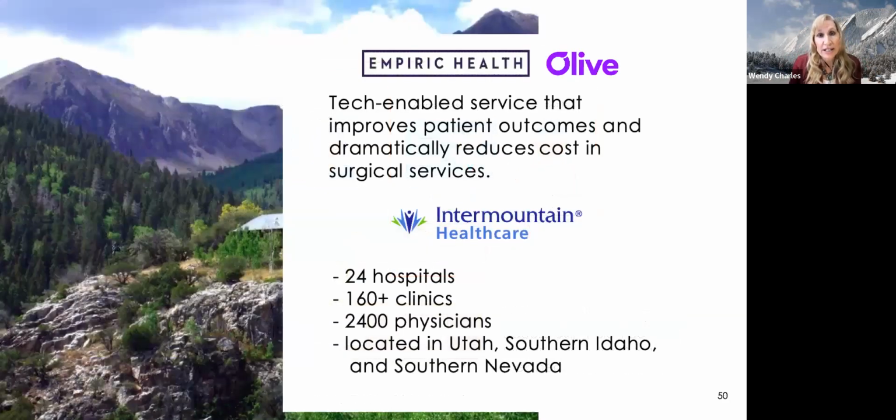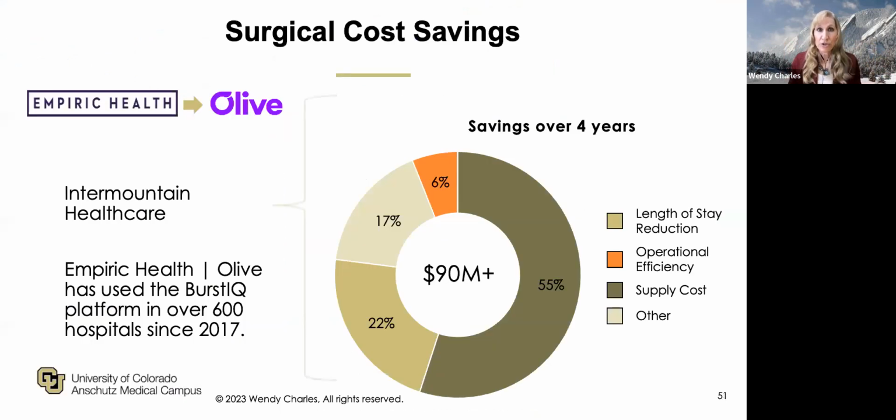The following is a project that I got to be part of, although I wasn't part of the initial part. It's more like a team member at the end, where Empiric Health was a spinoff of Intermountain Healthcare that later got acquired by Olive. And Intermountain Healthcare was very interested in how can they utilize emerging technologies for improving patient outcomes and reducing surgical variations. And so for this whole network of hospitals, 24 hospitals, 160 plus clinics, they really were invested in how do they use emerging technologies. And as a result of implementing a blockchain for their surgical reviews, they were able to save $90 million over 4 years.